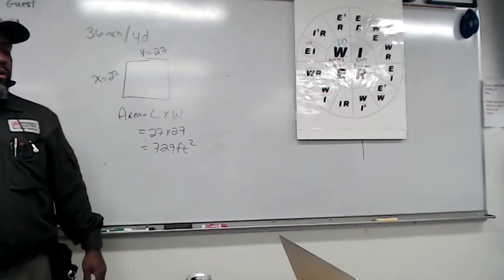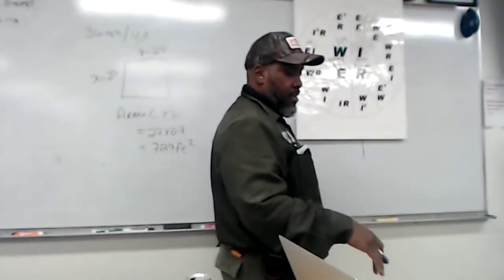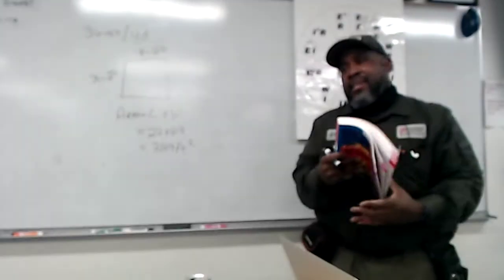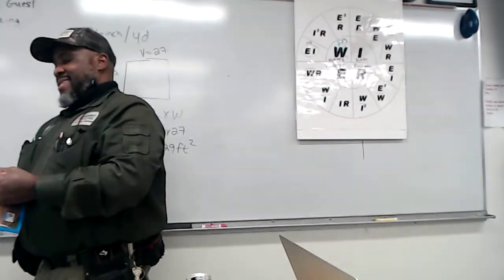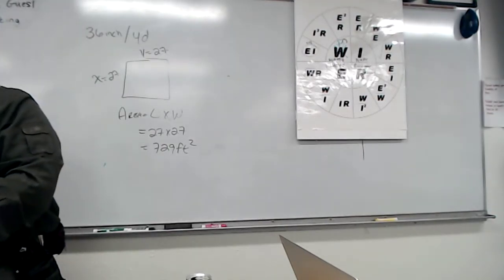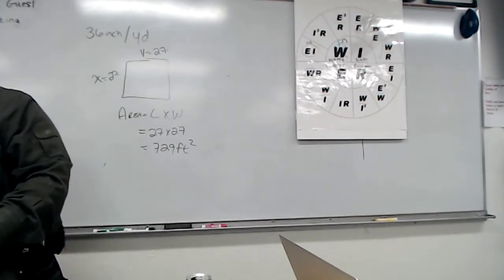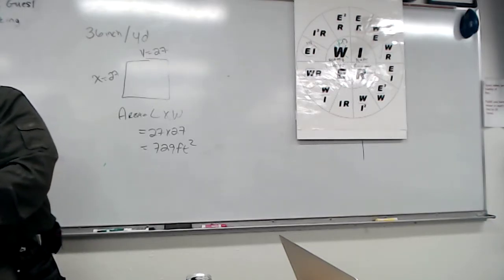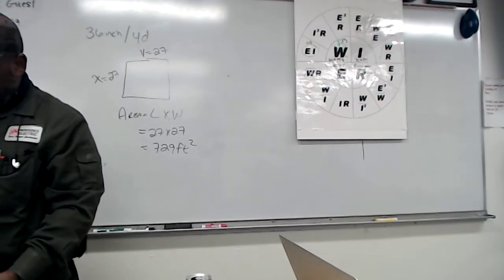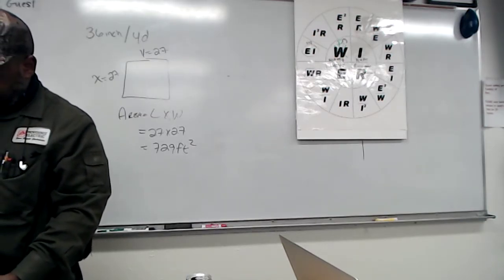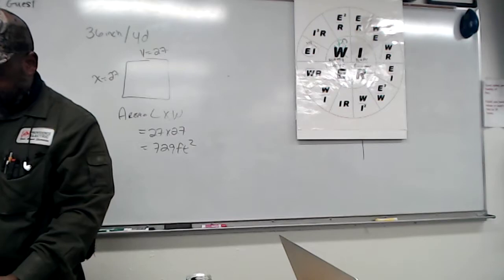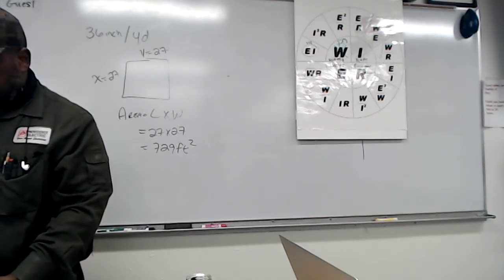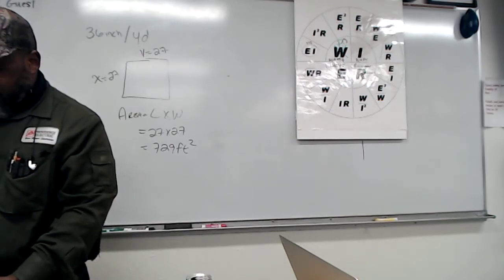Now in the back of your book somewhere, there's a conversion table. Y'all know that? That's in the back of your book, if it's still there. Let me see. Yep, there it is. Look on page 750. That's all your conversion tables.